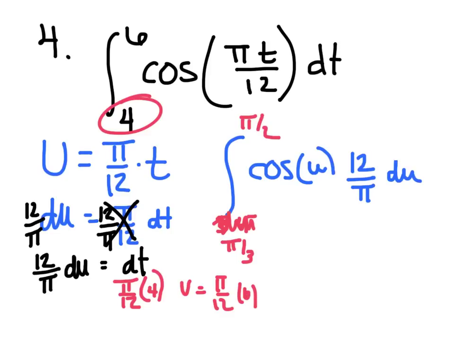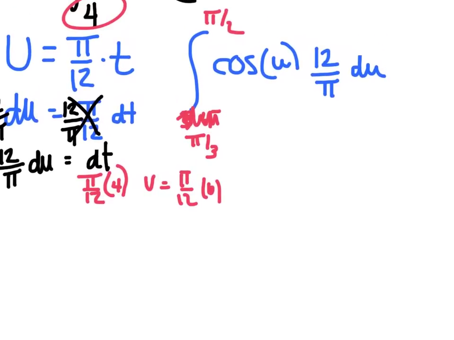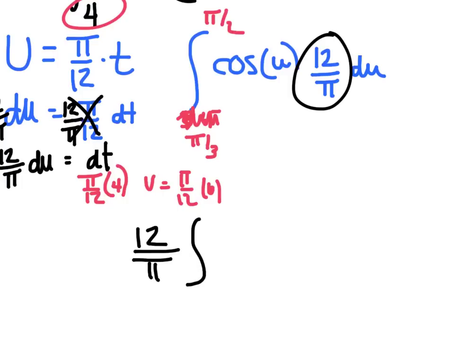All right, now slow down. You still have to check to make sure those bounds are in the correct order. Pi over 3 is 60 degrees. Pi over 2 is 90 degrees. Of course, I'm in the right order. All right, so I'm going to rewrite this one more time so it's nice and neat. I'm going to pull that coefficient out front. 12 over pi integral from pi over 3 to pi over 2 of cosine of u.